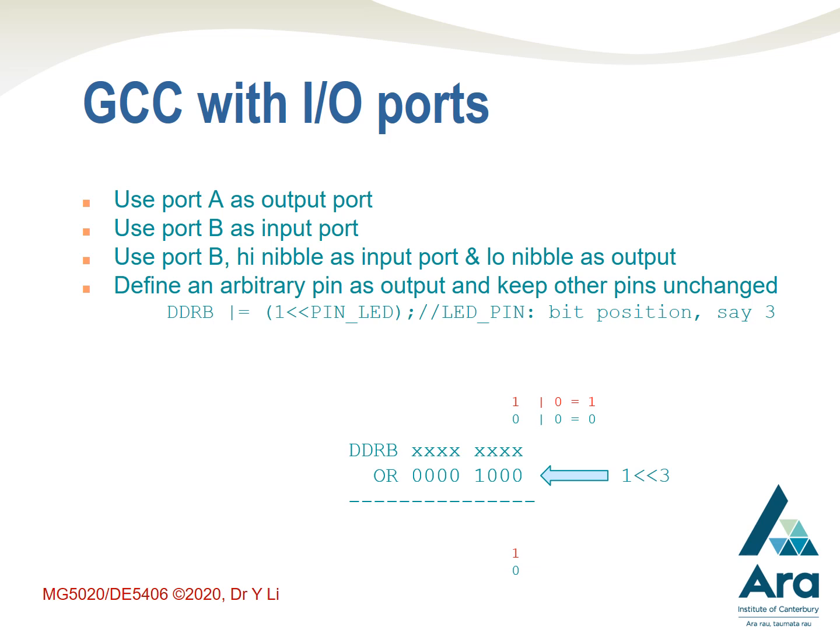If we use 1 to OR with anything, the result will definitely be 1. So the result will become like this. In this way, the result in DDRB will be equal to that value, those bits unchanged, those bits unchanged, but the bit we specify is equal to 1. So that bit position has been defined as an output.